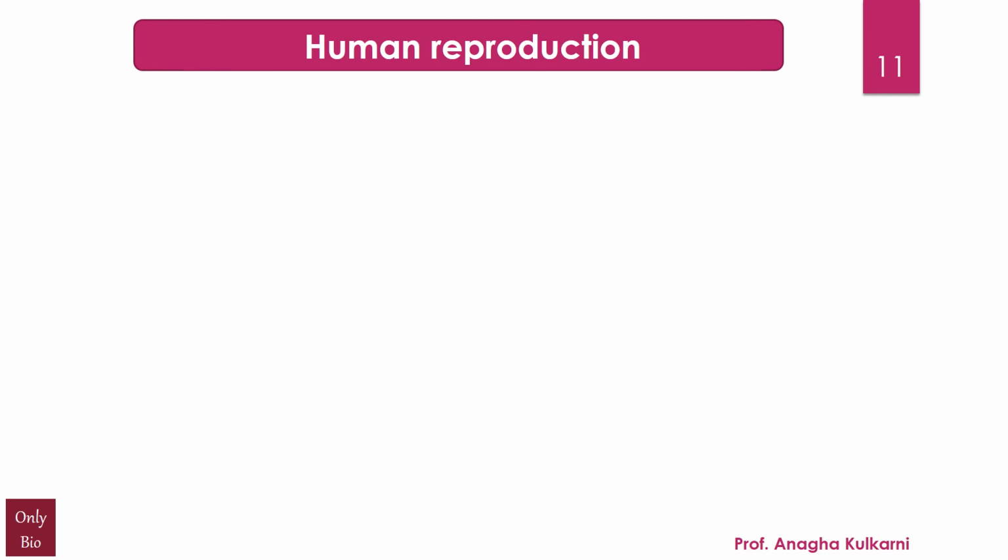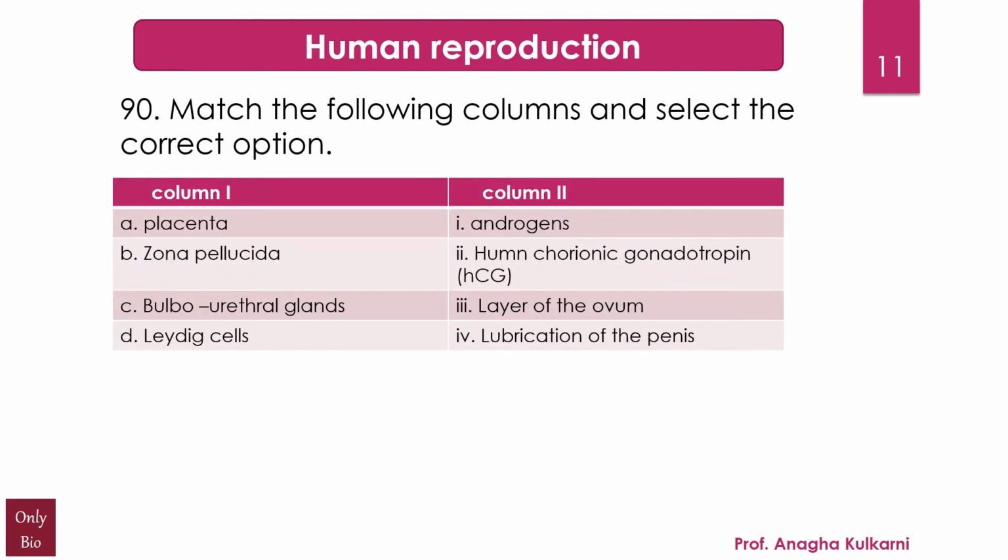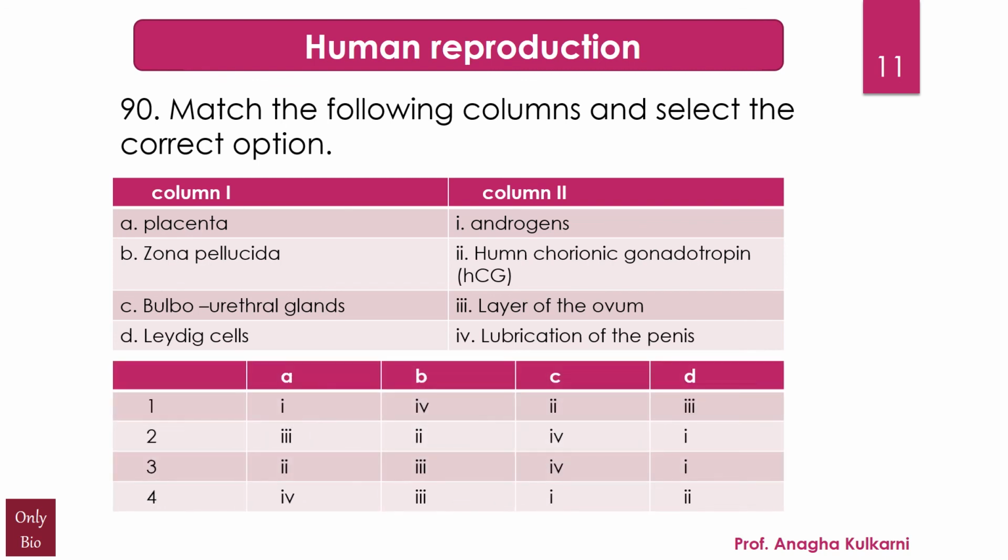The next question is taken from the chapter Human Reproduction, and the question is: match the following. We have two columns, column 1 and column 2. In column 1, A is placenta, B is zona pellucida, C is bulbourethral glands, and D is Leydig cells. In column 2, we have androgens, human chorionic gonadotropin, third one is the layer of the ovum, and fourth one is the lubrication of the penis. These are the options given, and the correct answer is 3.